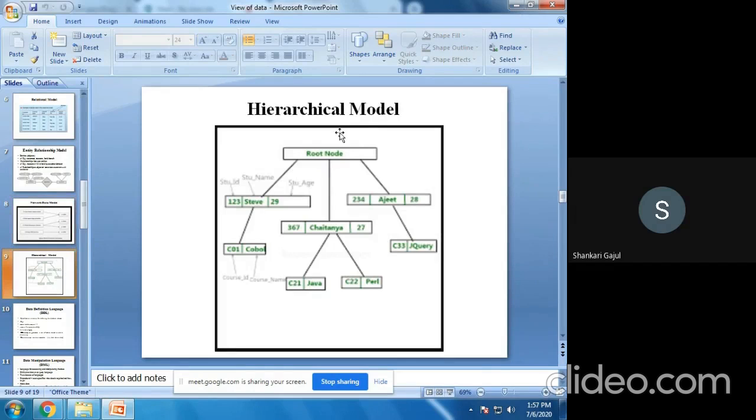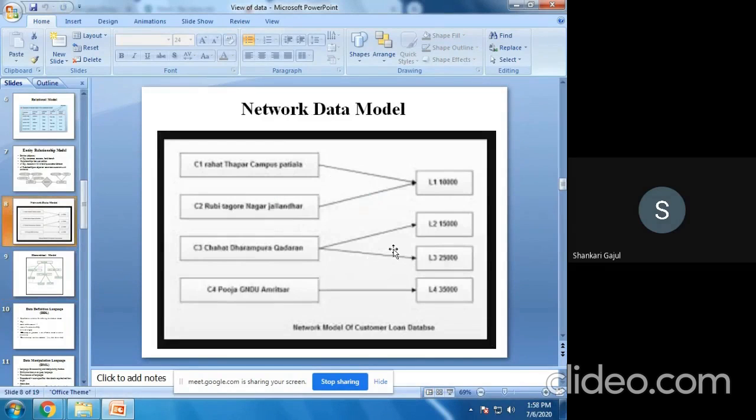Now the last model is the hierarchical data model. What do we mean by the hierarchical data model? It is a little bit similar to the network data model. In this diagram, the links and the records are present. Each link or record points to the next record. It is similar to the network data model where the records are present and every record has a relationship made via a particular link or pointer.